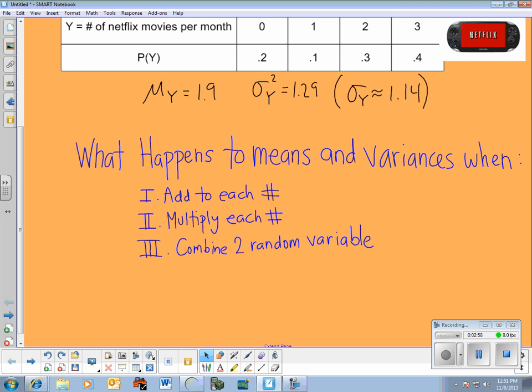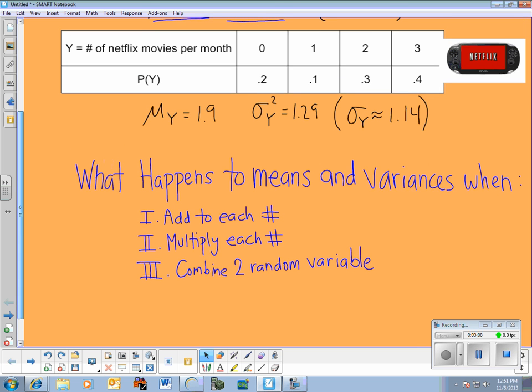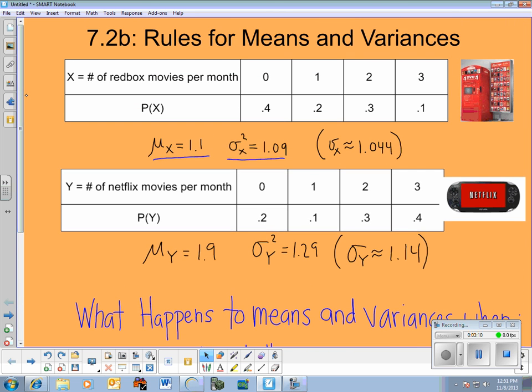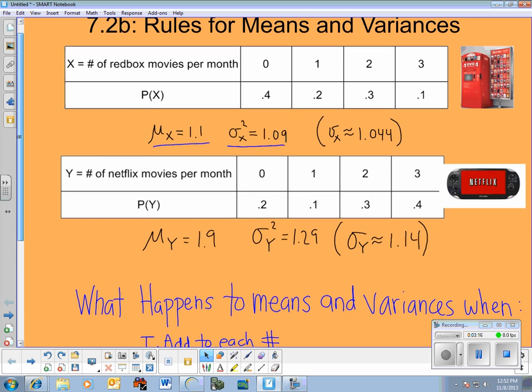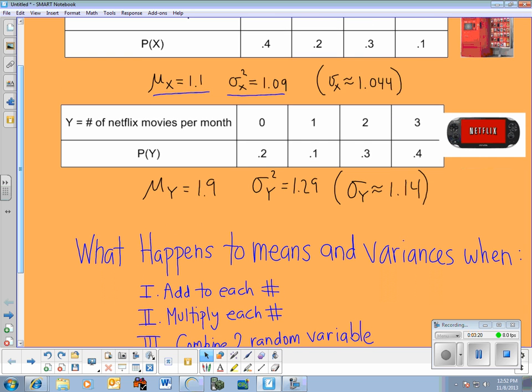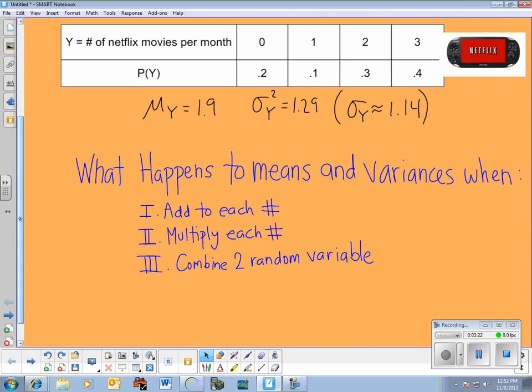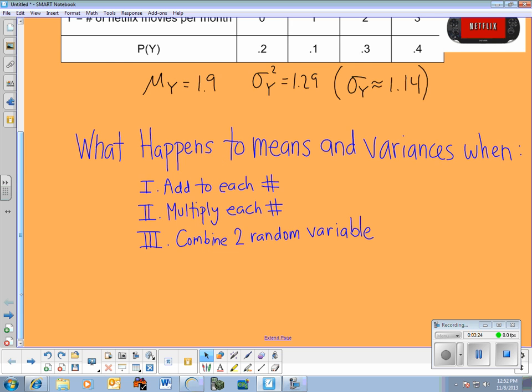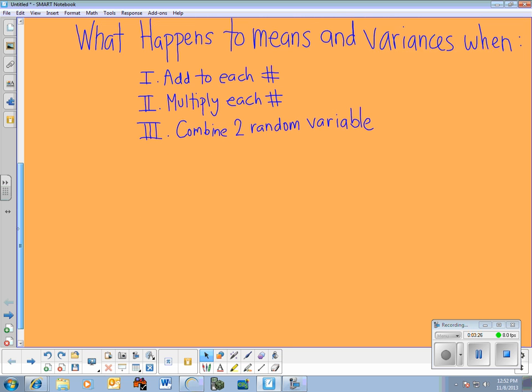Now notice, I was not given a big list of everyone's name with how many movies they rented from either of these sources. I just know the mean and standard deviation. I don't even really need to work these problems, and a lot of the problems you work won't give you the chart. I just wanted you to see it for some visual, but all I need to know is what mu and sigma squared are, what the mean and the variance are, in order to use these rules. All right, so let's get into it here. Let's start with means.